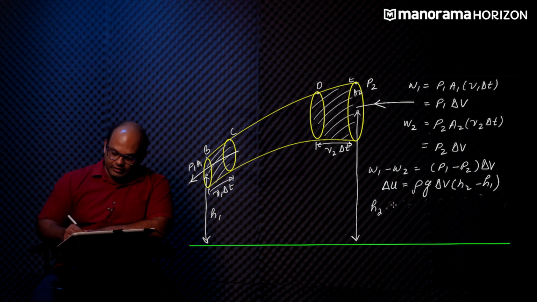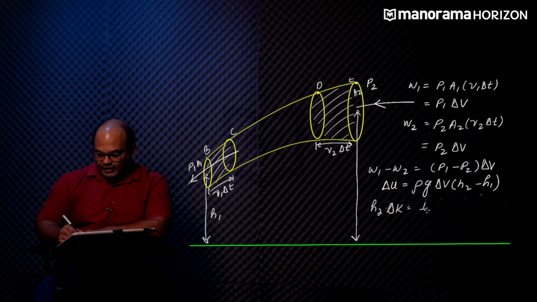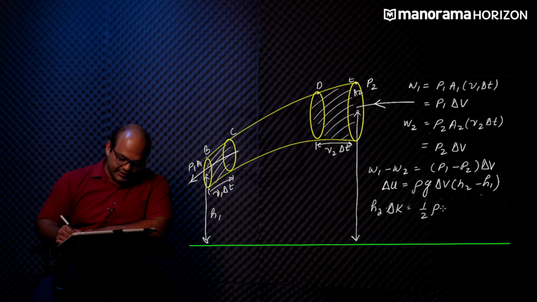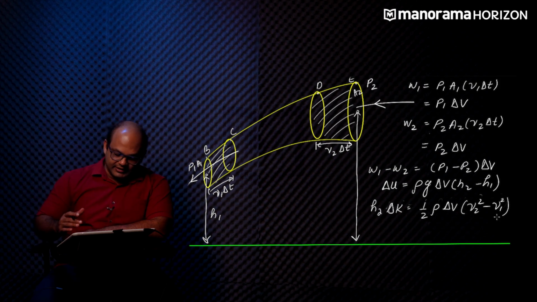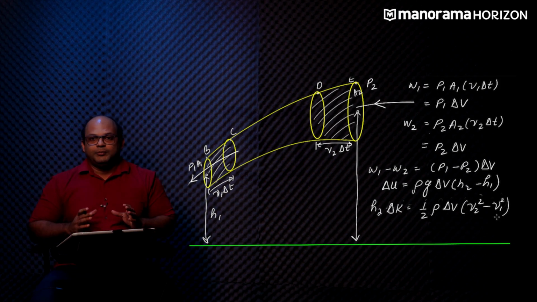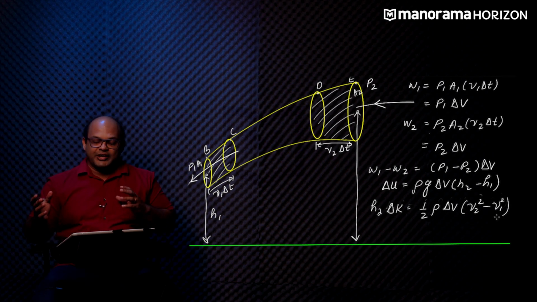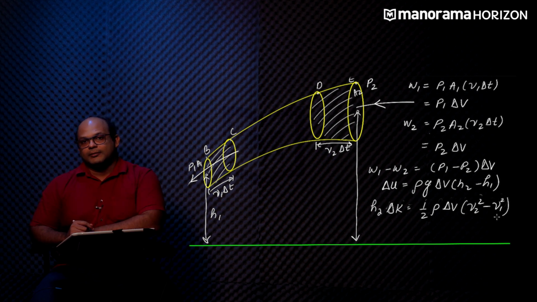The change in kinetic energy, that is delta K, can be written as half rho delta V, that is capital V as in volume, (V2 square minus V1 square). These are the squares of the velocities at points 1 and 2, and this gives us the total potential energy and kinetic energy of this system due to the change in the position of that particular parcel of water which is moving through this pipe.